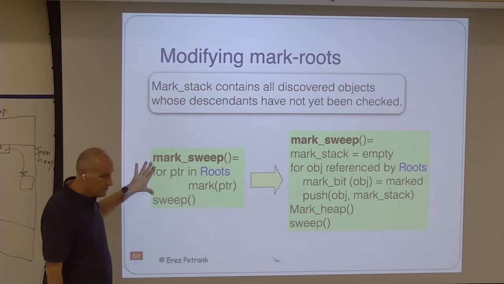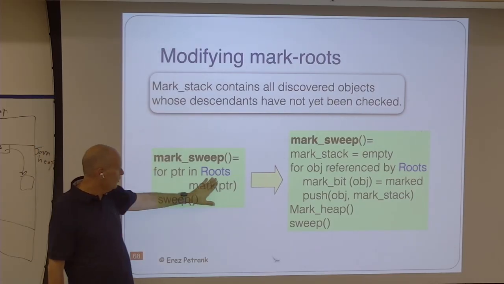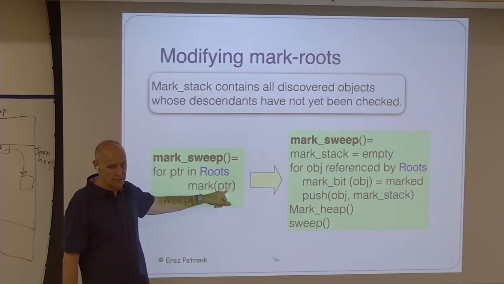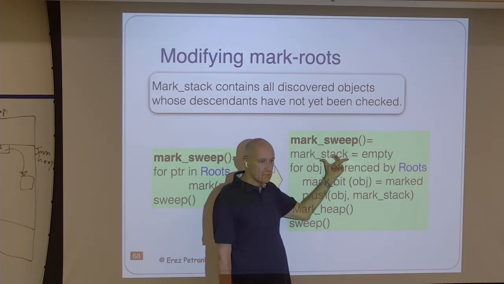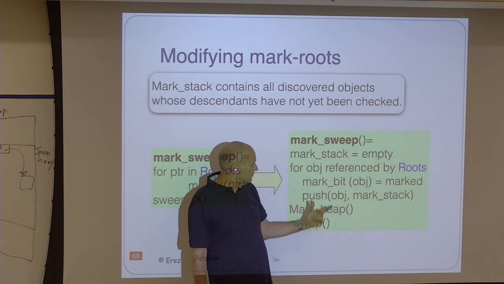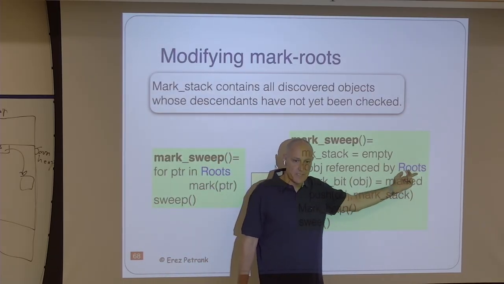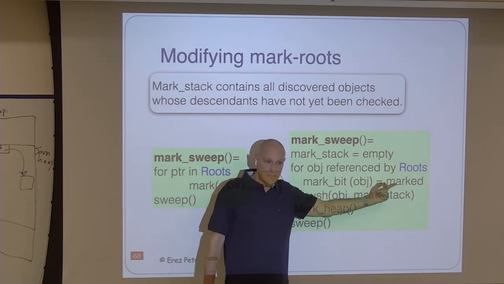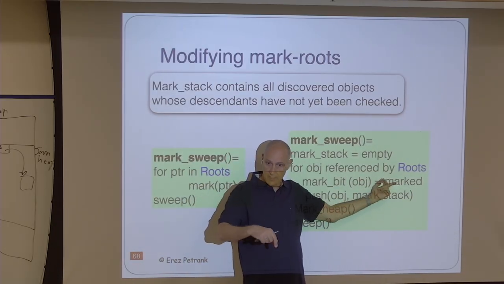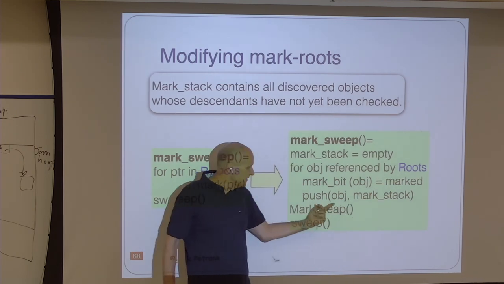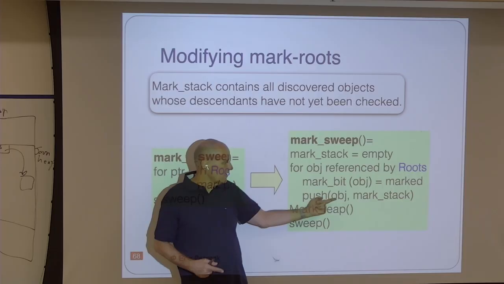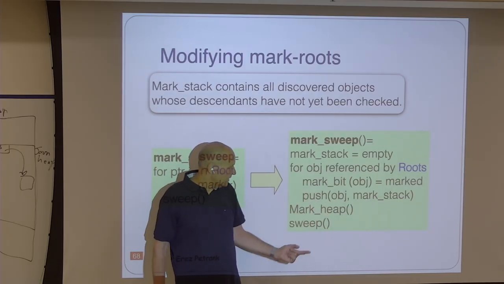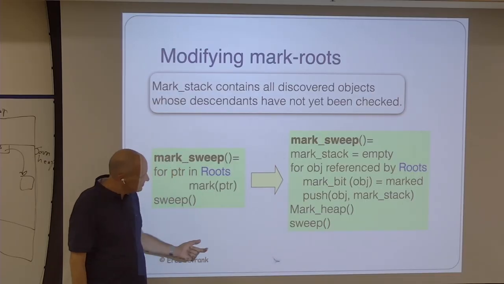So this is the original recursive thing. It says for all pointers in the root, operate this recursive method. So I'm going to initiate my stack, the mark stack, and for all the objects that are referenced by the root, I'm going to mark them. Each thing that I see, I mark. And then I put them in the stack so that I will come back to them and look at their children. So whatever is referenced by the roots, I mark and put in the stack. Okay, and then I go into a second thing that's called mark heap.